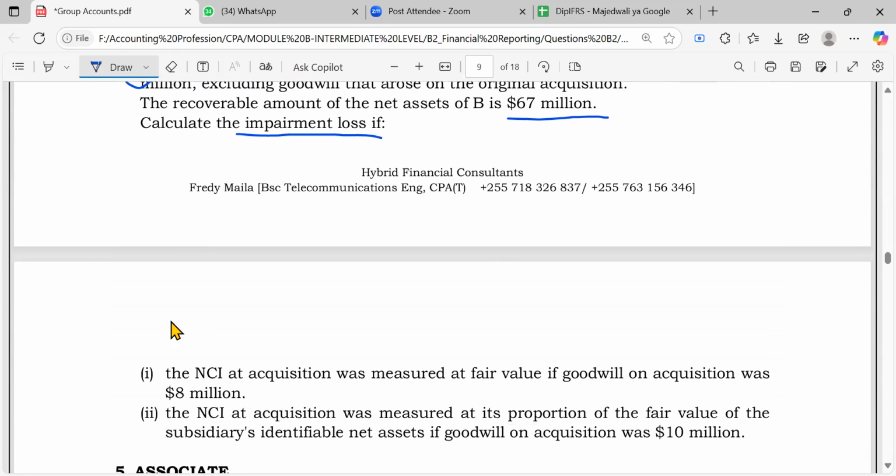Roman 1. NCI at the acquisition was measured at fair value. If goodwill on acquisition was $8 million, you see. So the first NCI was at fair value. Is it a full goodwill or partial goodwill? It's a partial. Why are you saying it's a partial? It's only for NCI. It's not for parent.